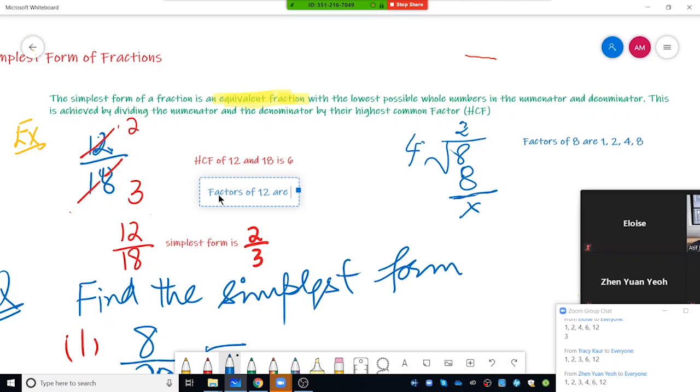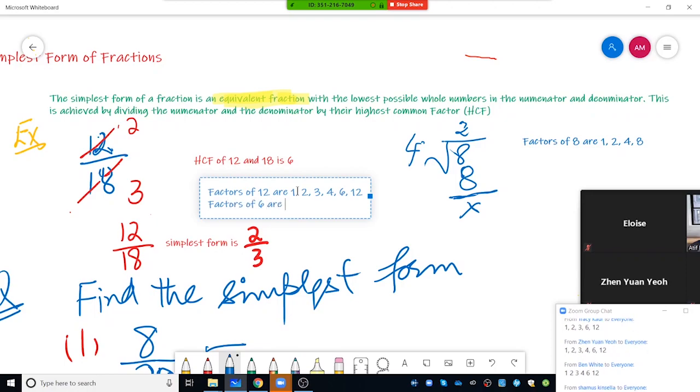Very nice. So the factors of 12 are 1, then 2, then 3, then 4, then 6, and then 12. And let me ask, what are the factors of 6? You have to write them also. So we know the factors of 6 are 1, 2, 3, and 6.